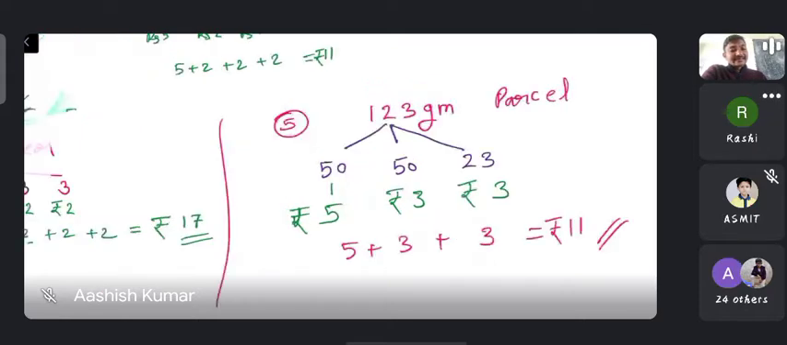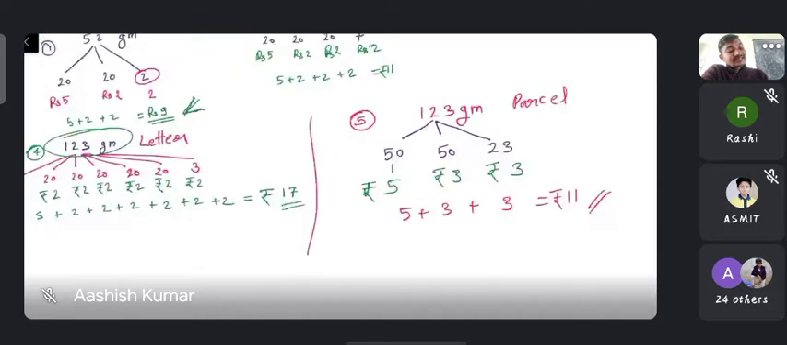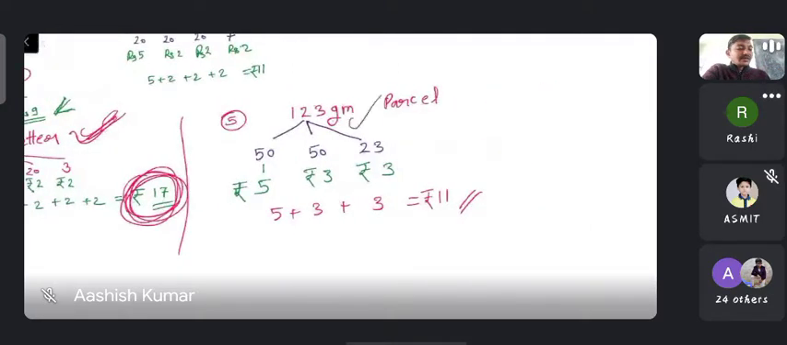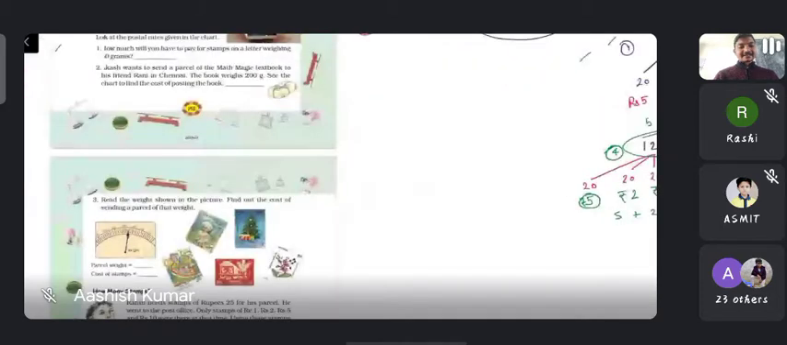So you can see, if you have to send a letter of 123 gram, you have to pay 17 rupees. But if you have to send a parcel of 123 gram, you have to pay only 11 rupees. So there is a difference between parcel and letter. Okay.